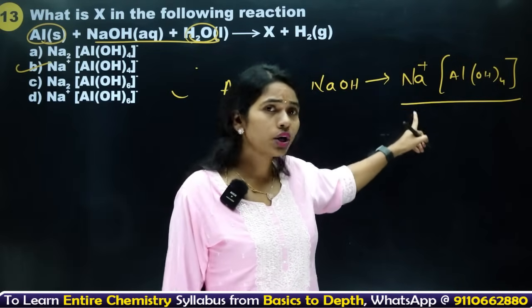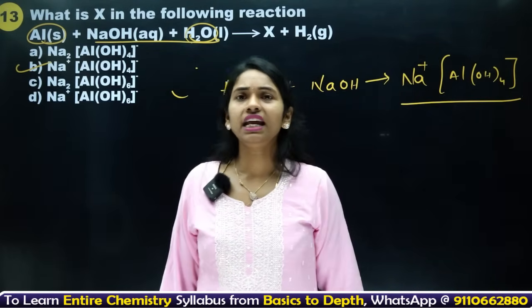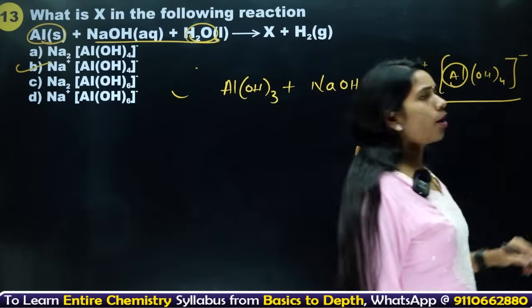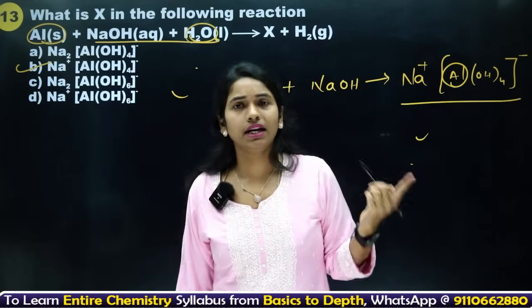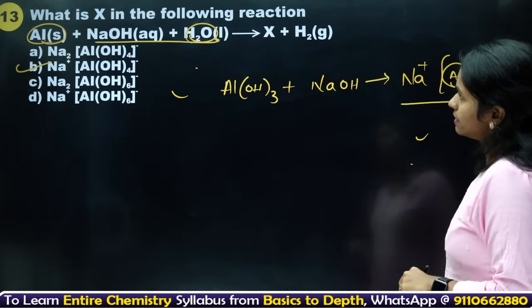Tell me. Sodium tetrahydroxy aluminate(III). Why aluminate? The metal is in an anionic complex. That's why we should end the metal name with -ate: aluminate, and the oxidation state is +3.